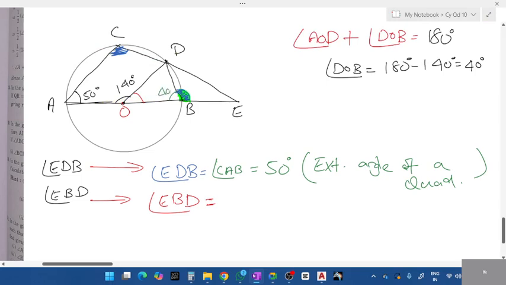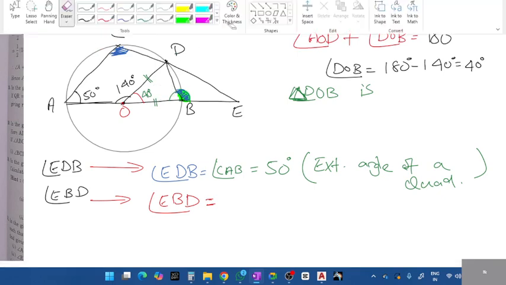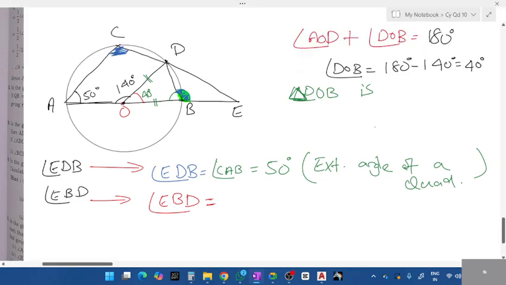And what kind of triangle is DOB? Triangle DOB is what kind of triangle? Isosceles triangle. This is 40 degrees. OD and OB are radii, students. DOB is isosceles. Therefore, side OB is equal to side OD. Radius.